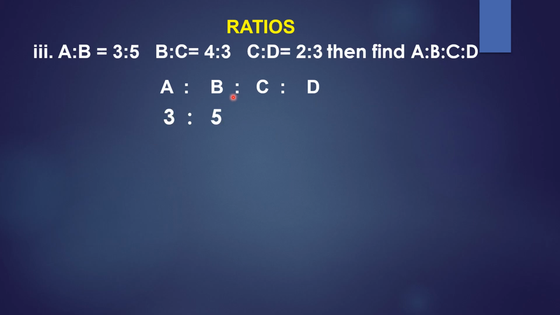Same, write this one. A is to B is to C is to D. 3 is to 5 under A and B. 4 is to 3 under B and C. 2 is to 3 under C and D. Now wherever the vacant spaces, draw lines.